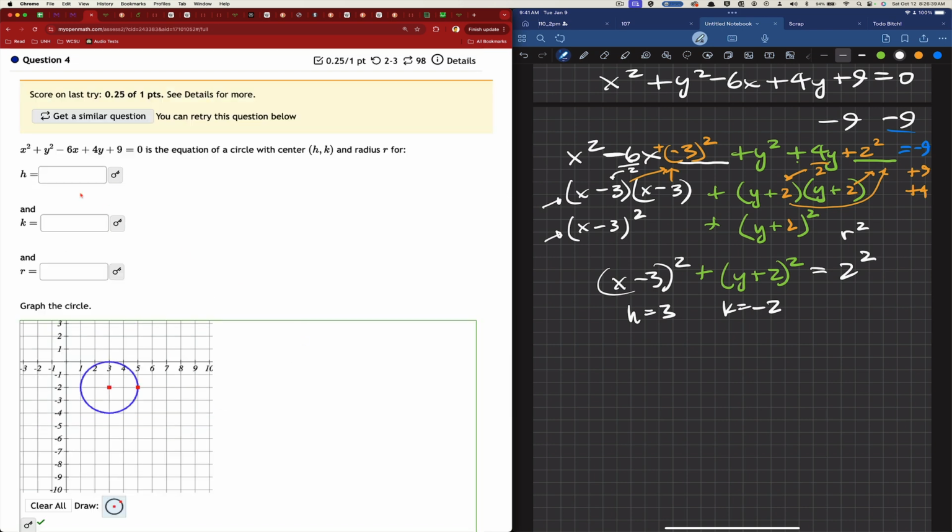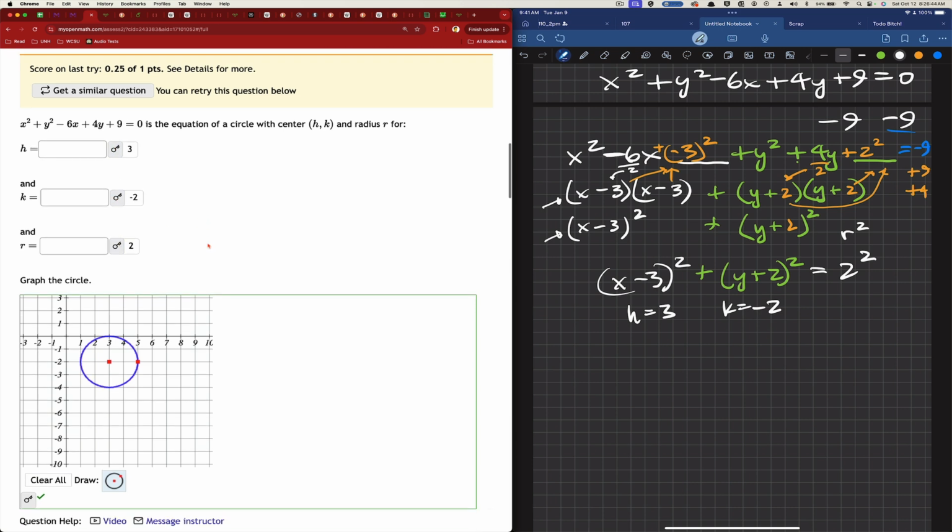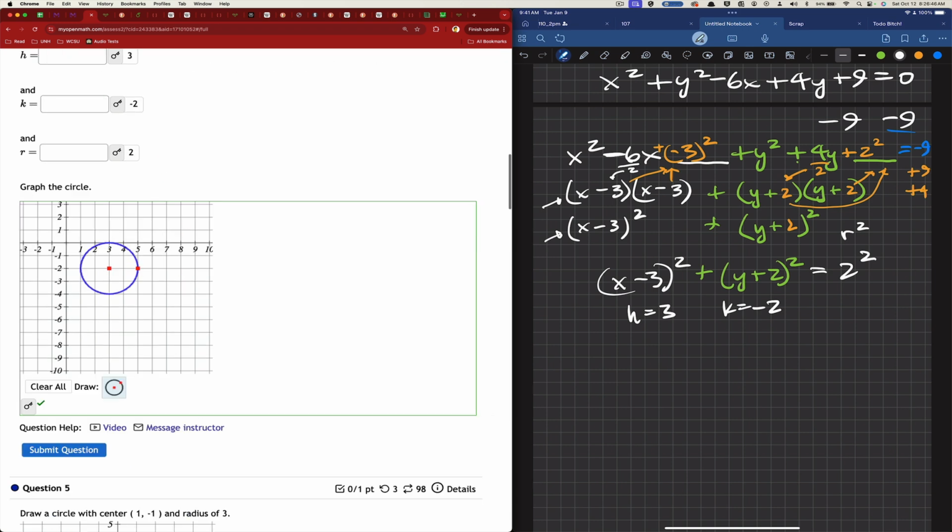Okay? Whoa, oh, because I didn't enter answers. But remember, that was 3, negative 2, and 2. I didn't enter them. That's why it's yellow, but the graph is correct.